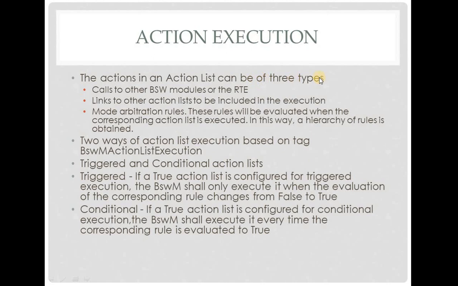The actions in the action list can be of three types. The first type is a call to the BSWM module or to the RTE, or it can be linked to another action list, or it can be directly linked to the BSWM request ports. If it is linked to the BSWM request ports, we can set the hierarchy of the rules to be obtained. So when the first rule gets passed, then the next rule to be executed can be linked to the previously executed first action.